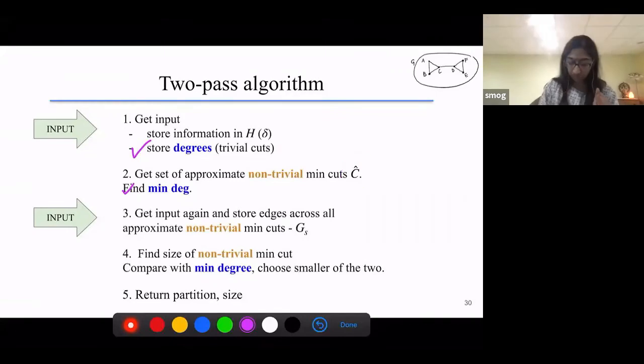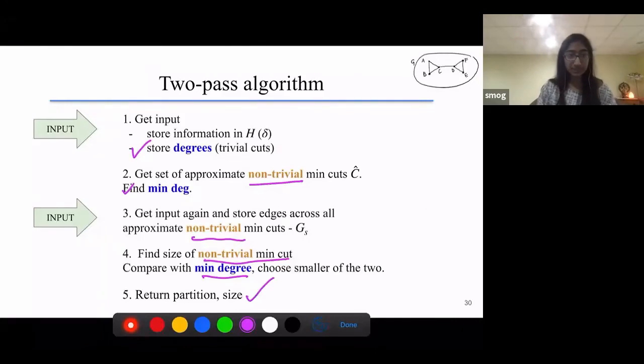In C hat, we're only going to include approximate non-trivial min cuts. And that means that in our supernode graph, we're not going to store trivial min cuts anymore, right? We're only going to store the edges across non-trivial min cuts that we have in C hat. And then at the end, we get the non-trivial min cut from our supernode graph G sub S, and compare that with the min degree, which is the trivial min cut. So we compare the non-trivial and the trivial min cuts and output the smaller of the two. And we're at the end of the algorithm, so we're good.